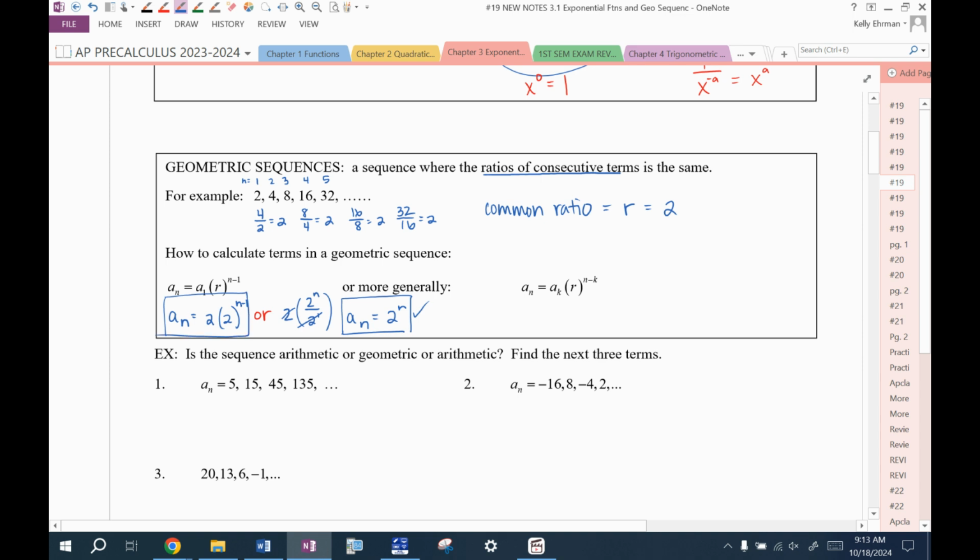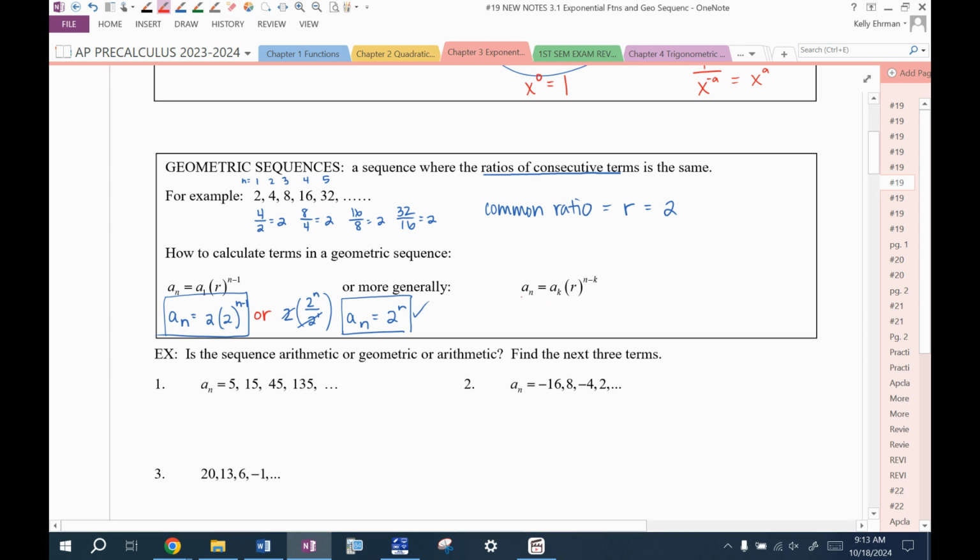We use sequences in BC calculus too, and as long as the formula that you write down generates all the provided terms correctly, then that's an equivalent sequence. What if you're not given the first term?